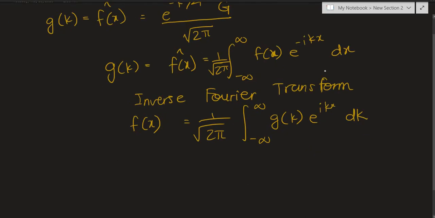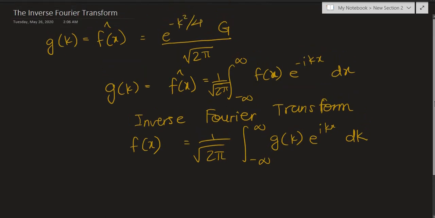And the negatives and positives of the exponential make sense because if you multiply them together, you'll have e raised to 0, which is 1. So they'll sort of reverse the effects of each other. So that's your formula for your inverse Fourier transform. So let's calculate the inverse Fourier transform of our g of k. We have that over here on top.